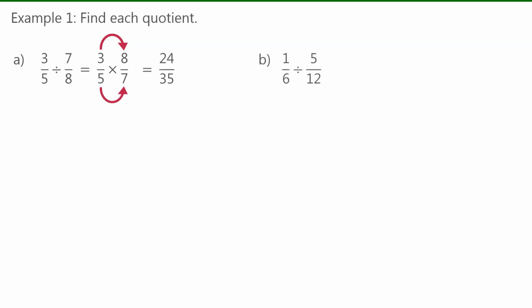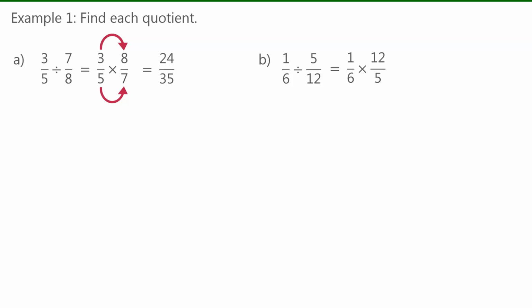Example B. 1 over 6 divided by 5 over 12. So again, I KCF. I keep, change, flip. Keep my first fraction as 1 over 6. Change my division to multiplication. And flip my second fraction. So 5 over 12 becomes 12 over 5. I now multiply as I always did.